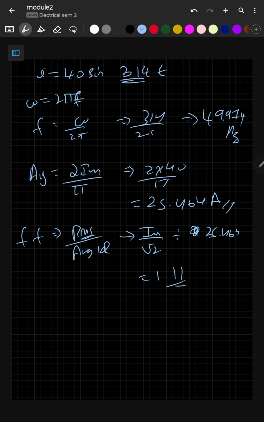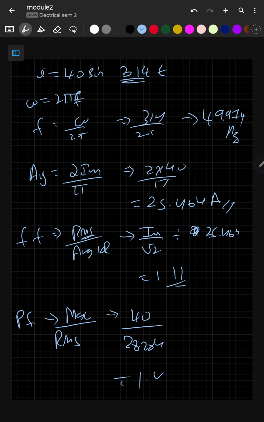Next is peak factor. I know we're supposed to get 1.414, but let's check this way. I have to always do this and show them that this is how, otherwise everybody knows the constant value. So peak factor value is maximum value by the RMS value. So 40 by RMS value. Okay, I'll just do it separately. 40 by root 2, that is 28.284. So 40 divided by 28.284. That is going to be 1.414. Done.